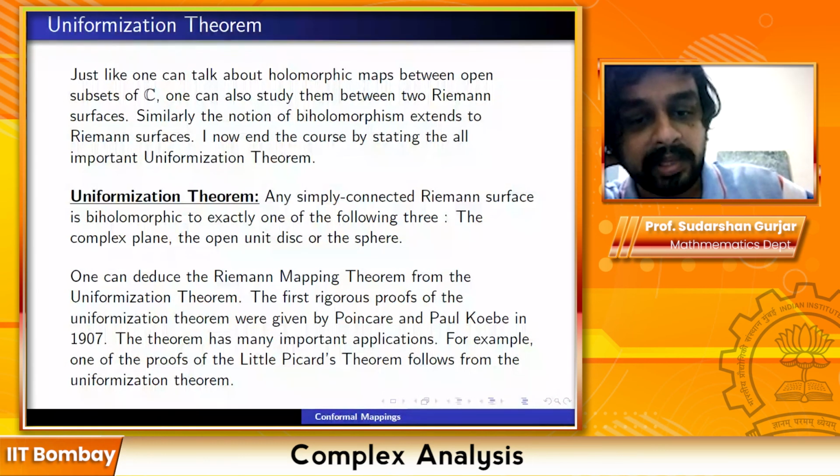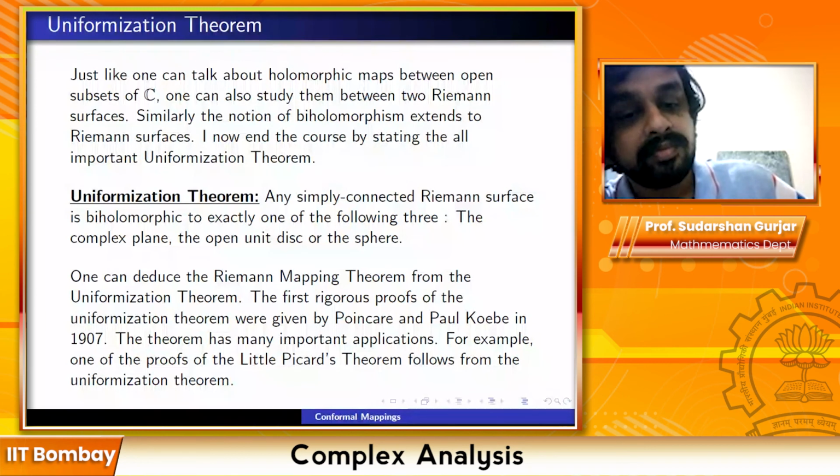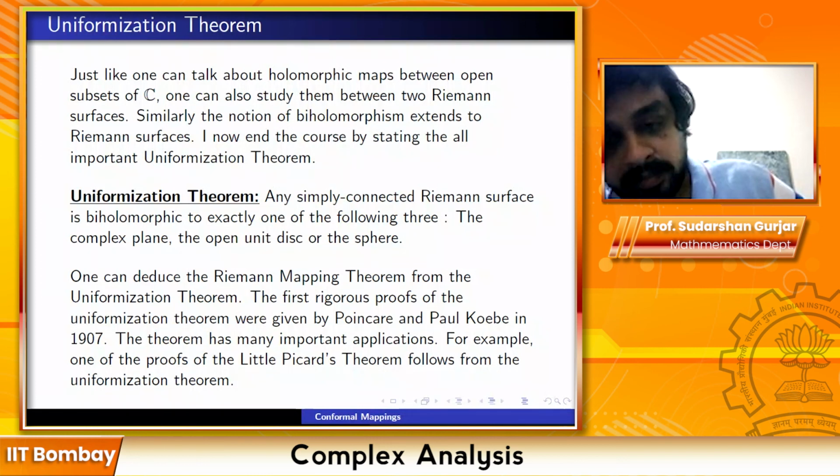The theorem has many applications. For example, one of the proofs of the Little Picard theorem follows from the uniformization theorem. Little Picard theorem, if you remember, said that if you have a non-constant entire function, its image can at most miss one point. So it's either surjective or it misses one point. One of the proofs of this Little Picard theorem is through the uniformization theorem.